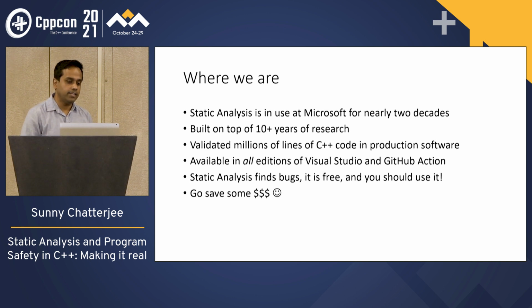We have used these tools to validate millions of lines of C++ code in production software. And they are available in all editions of Visual Studio and GitHub Action. So if you are contributing to an open source project in GitHub, and since it's CMake based, you can try these tools no matter what toolchain you're using. So static analysis finds bugs, and it's free, and you should use it. Like I talked about at the very beginning, by finding bugs early, you can save some dollars. And since I work for one of the large corporations, anytime we can save dollars, that's really a good thing to do. So you should really consider using it.